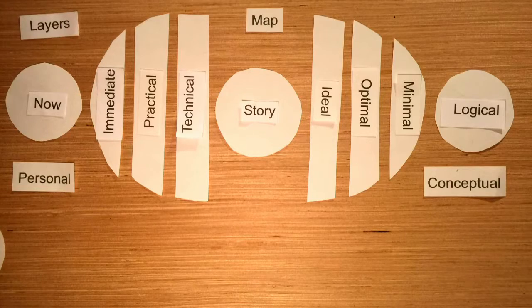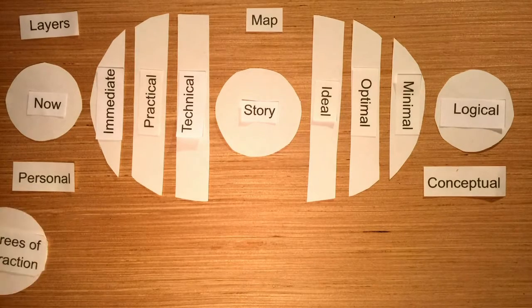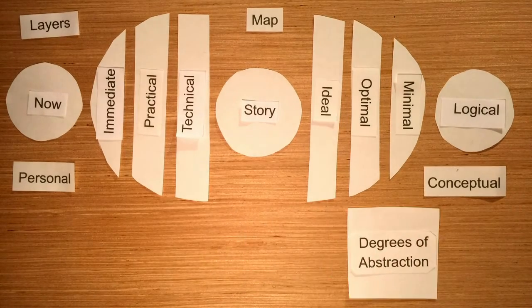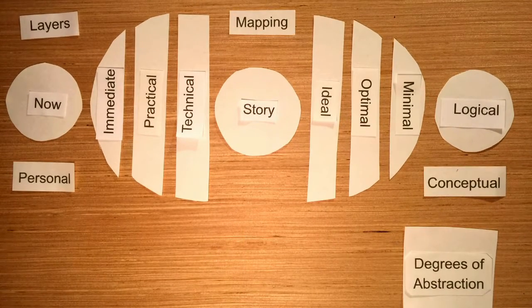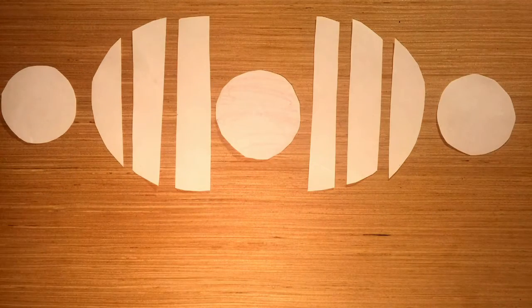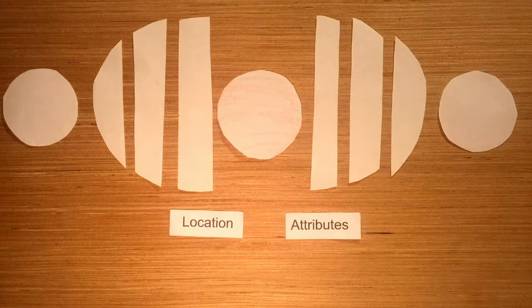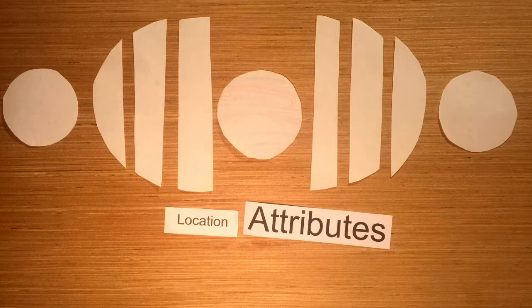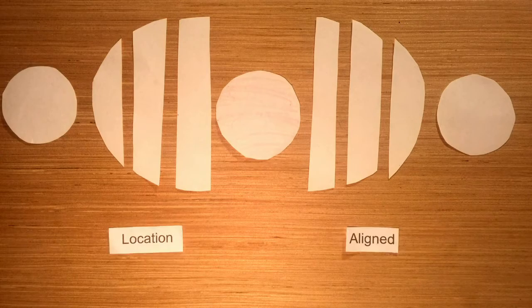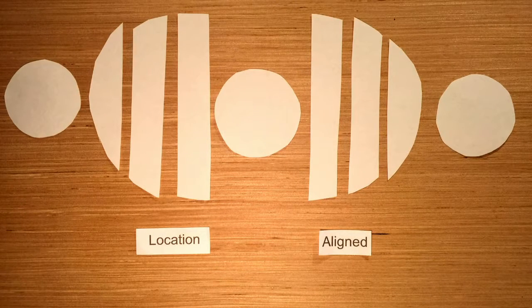So I'll begin this episode by pointing out that as you progress from the now to the logical, you are slowly subtracting degrees of abstraction from every concept you're working with. Now let's go back to two terms I didn't finish talking about concerning categories. These two terms are location and attributes. However, I realize that attributes is such a huge topic that I need to talk about them later. So for now, I'm just going to talk about location and alignment.